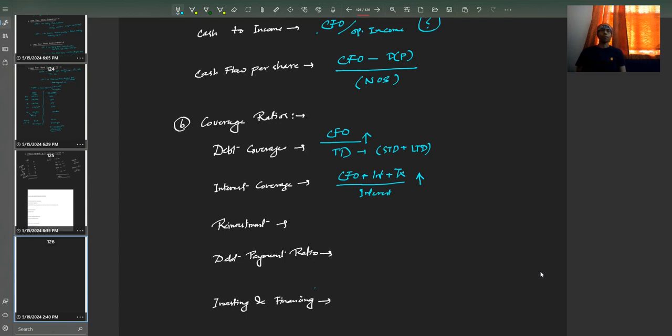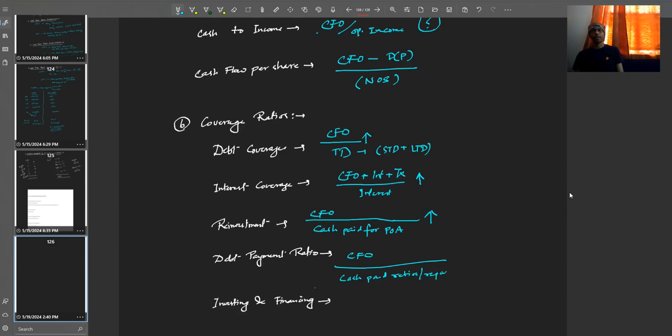Reinvestment ratio. This is basically CFO divided by cash paid to retire, or repay, long-term debt.